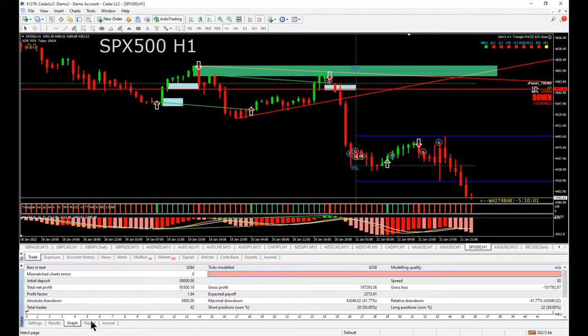We can take a look at the report. The report says we made 95.5. We had 197 in profit, 101 in losses. Had a profit factor of 1.94. That's pretty good. Absolute drawdown was 5,800.